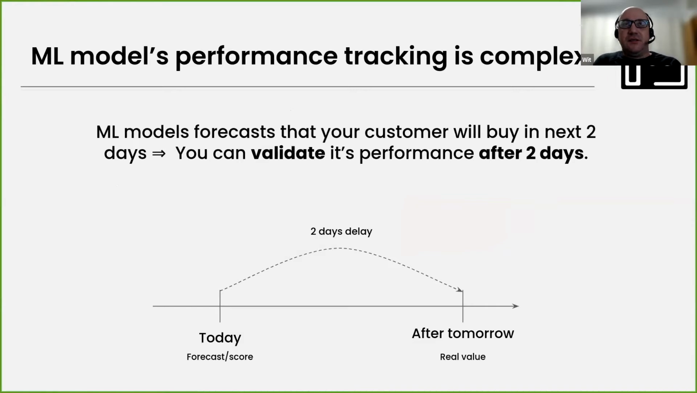The next challenge is when you build a model that forecasts or predicts anything, to calculate the performance, you really need to take into account delays that are very unnatural for human beings. When you forecast demand 2 days ahead or a churn decision 6 months ahead, only after this time can you say if the model was correct or wrong.